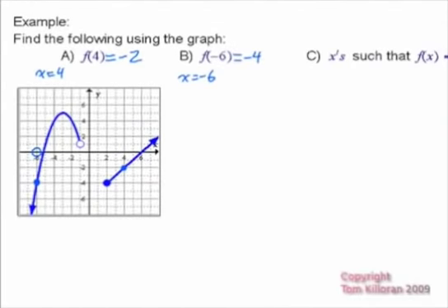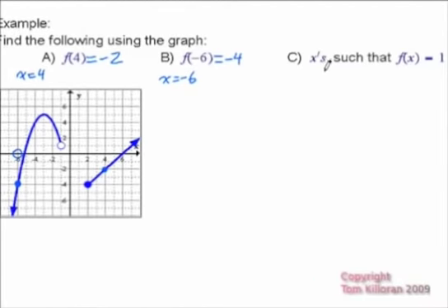Alright. Now we want to find x's such that f of x is equal to 1. Alright, so let me undo some of my marks over here. I'll have to erase them. Alright, in this case, we're going to be looking for f of x is equal to 1. Well, what does it mean to say that f of x is equal to 1? Well, what it really means is y is equal to 1. Remember, you can replace f of x with just y by itself.